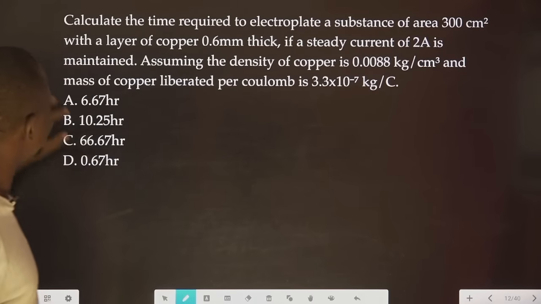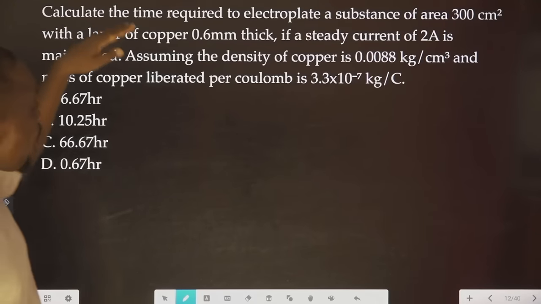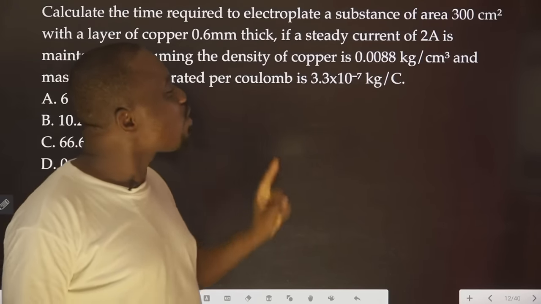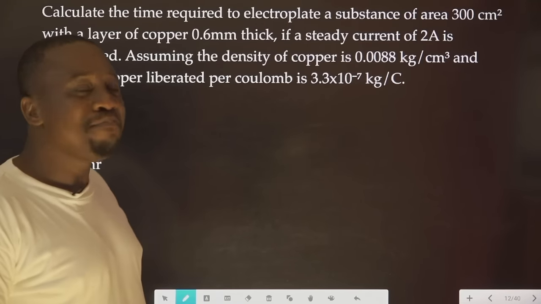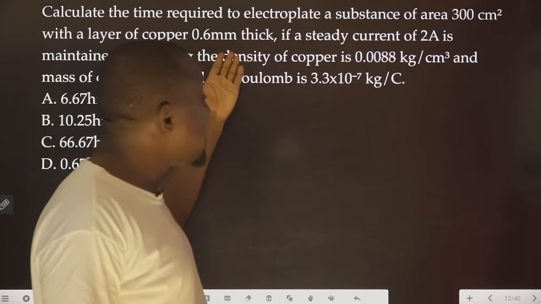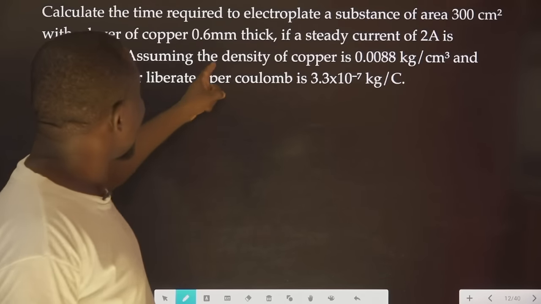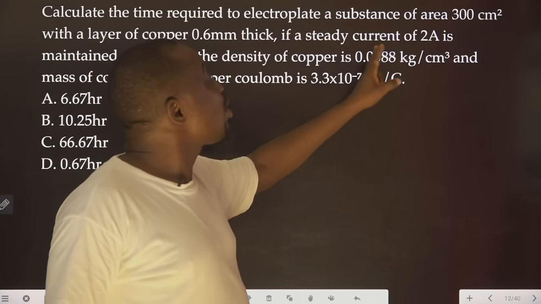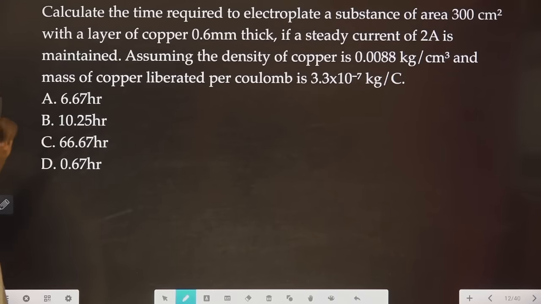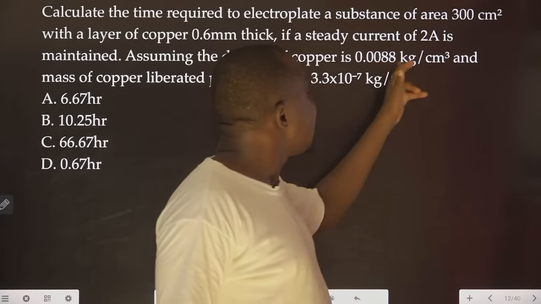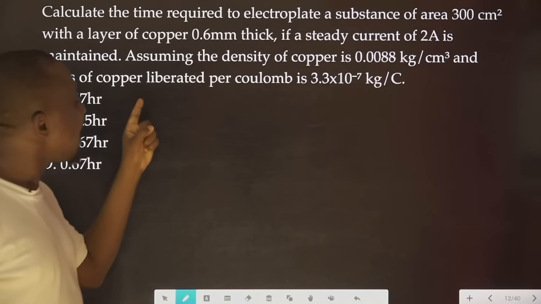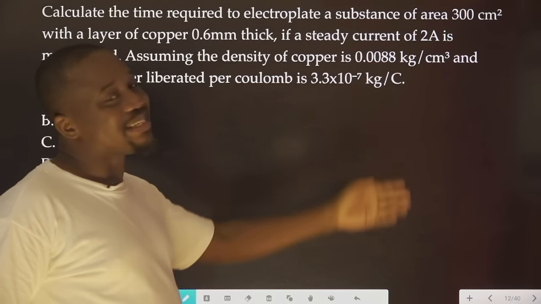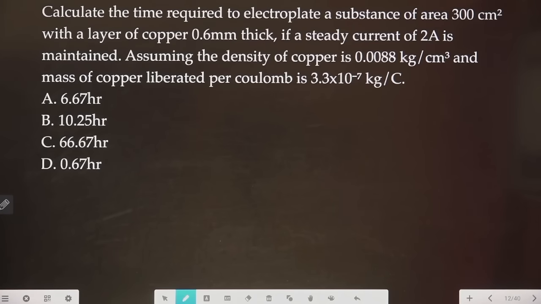Let's look at this. Calculate the time required to electroplate a substance of area 300 centimeter square with a layer of copper 0.6 millimeter thick. That means you have to cover one to one. Now, if a steady current of 2 amps is maintained, assuming the density of copper is this kilogram per centimeter cube, and the mass of copper liberated by coulombs is this. We are going to treat this one after the other.